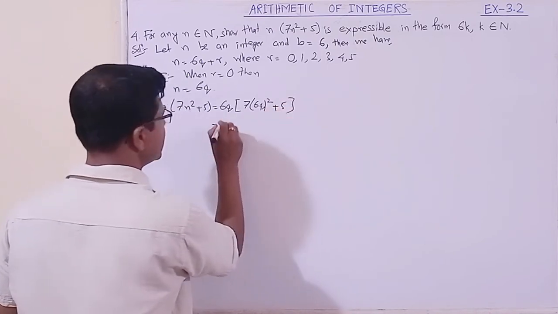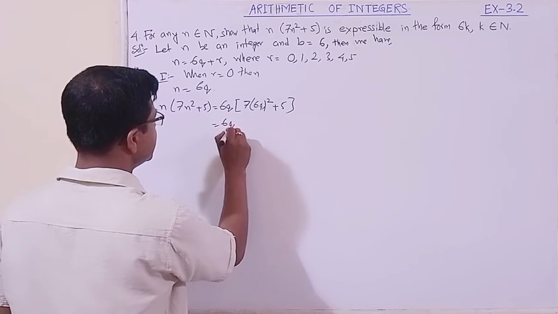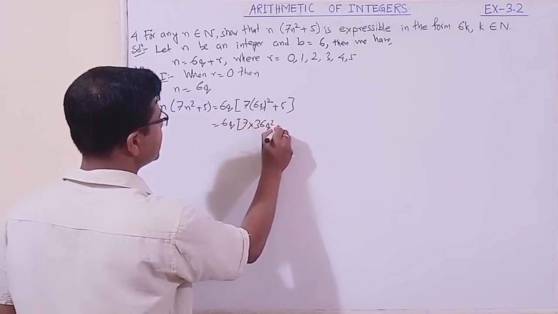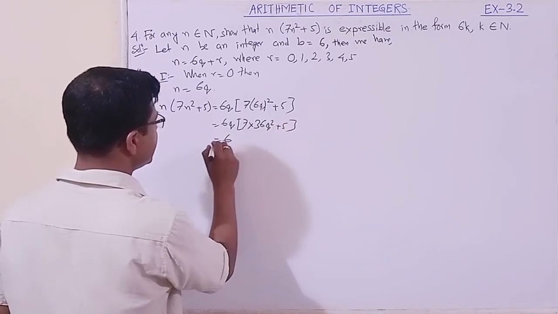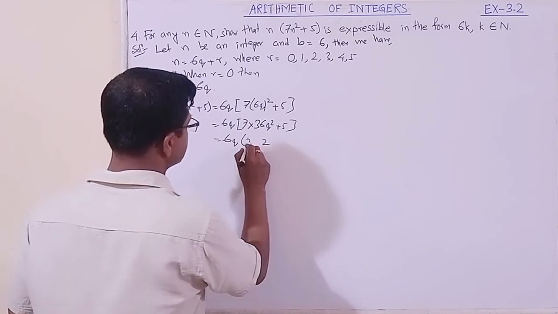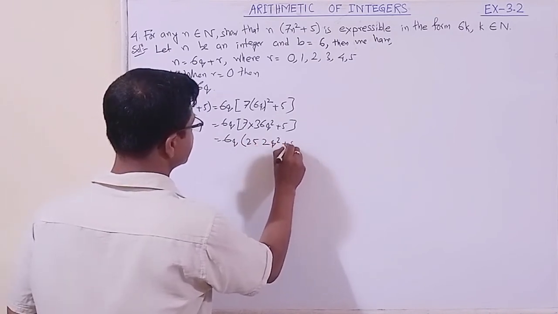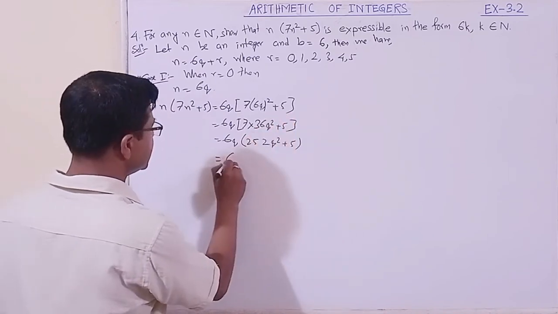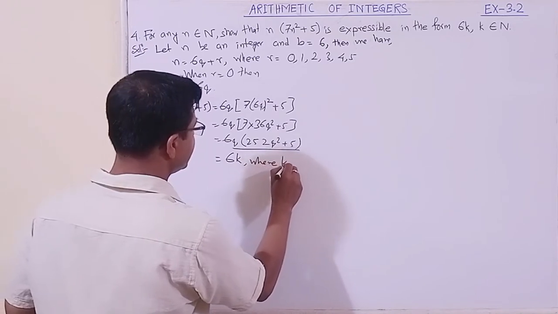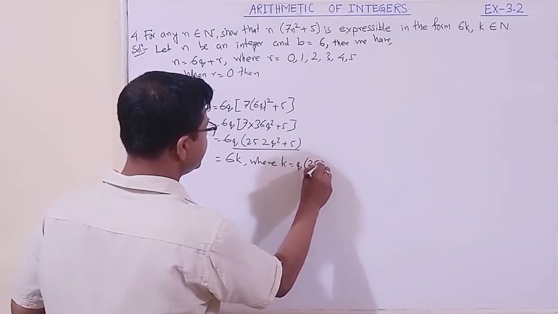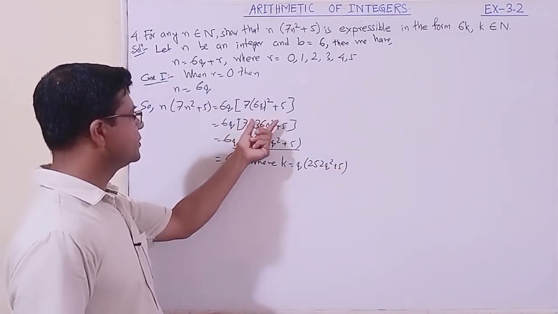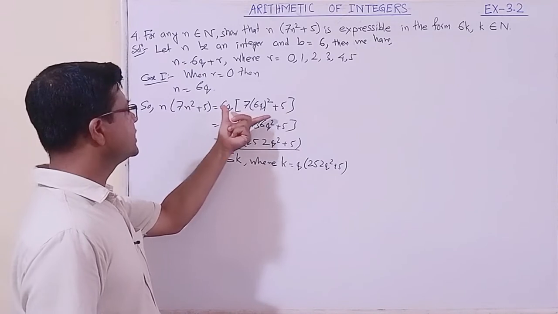Let us substitute its value. 7 times 6 square, 36, q square plus 5, 6q: 252q square plus 5. Now this is in the form of 6. Let us consider this as k, where k equals q into 252q square plus 5. If you want, no need to find the value of this. From here also you can write 6, this is q.